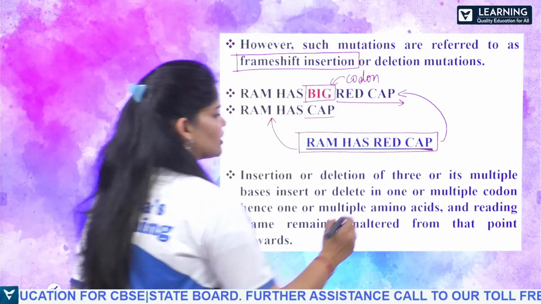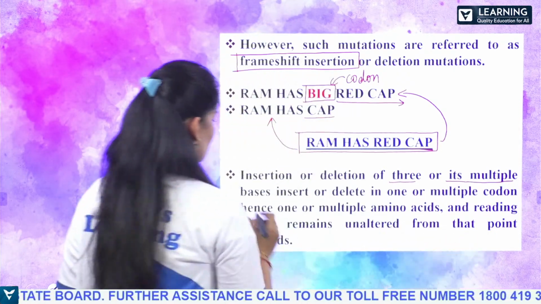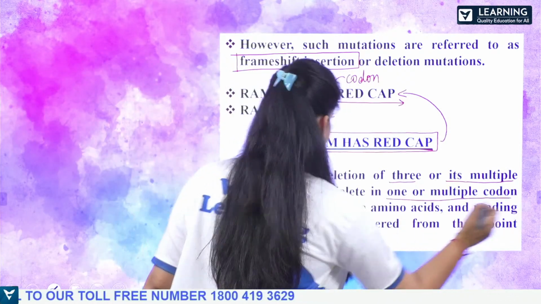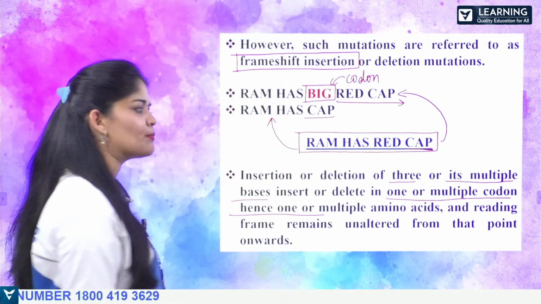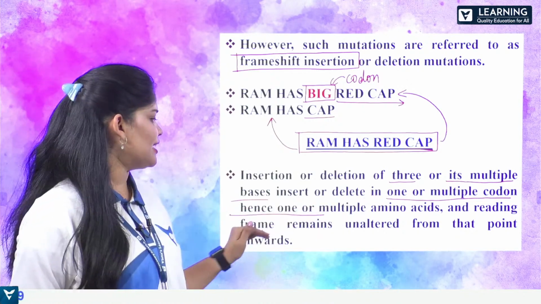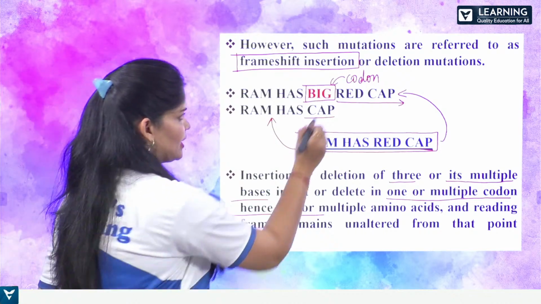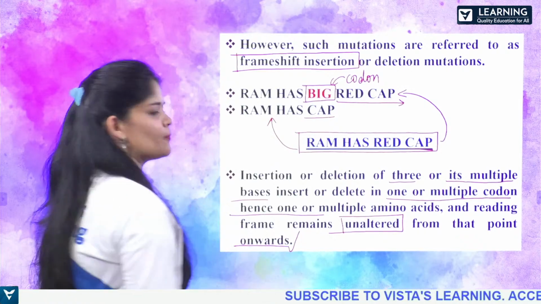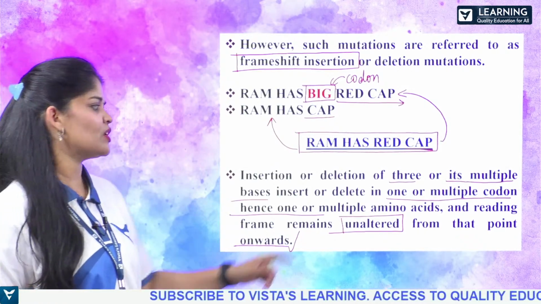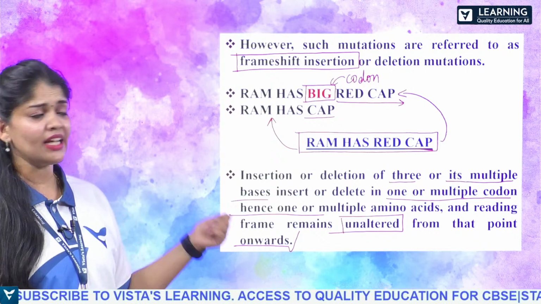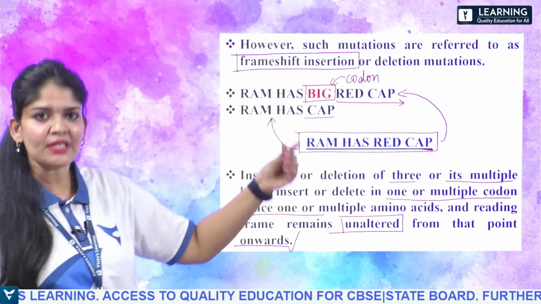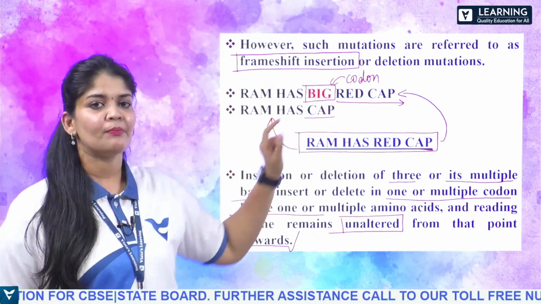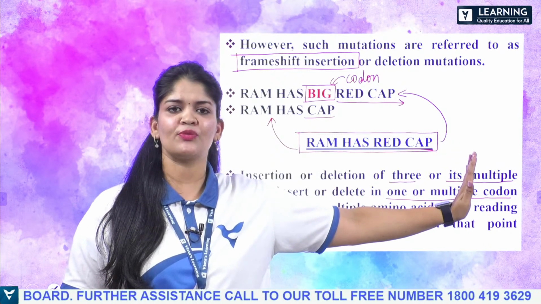So insertion or deletion of 3 bases or multiples of 3 bases inserts or deletes one or multiple codons, hence one or multiple amino acids, and the reading frame remains unaltered from that point of insertion or deletion onwards. Here, one amino acid is completely missing in the deletion, whereas an additional amino acid will come in the insertion. But the remaining sequence of the amino acids will be unaltered.